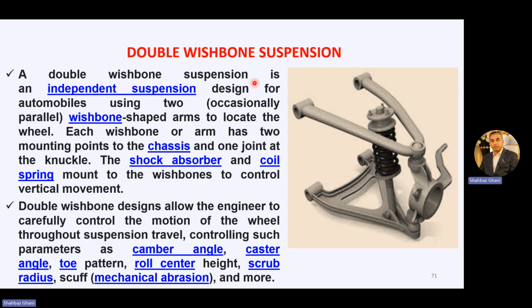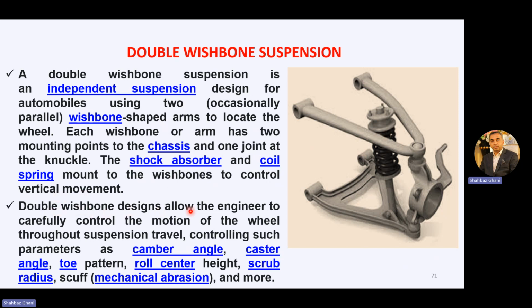A double wishbone suspension is an independent suspension designed for automobiles using two occasionally parallel wishbone-shaped arms. To locate the wheel, each wishbone or arm has two mounting points on the chassis. This upper one has two and the lower one has two, and one joint at the knuckle. The shock absorber and the coil spring mount to the wishbone to control vertical movement. So this is the shock absorber and coil spring to control the vertical movement.